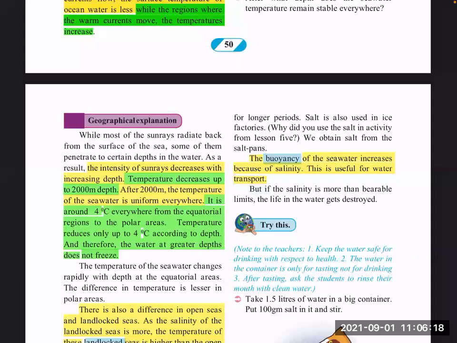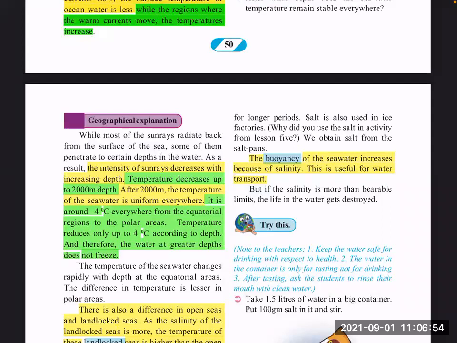So the temperature also remains the same everywhere in the world, even in equatorial regions, temperate regions, and polar regions. Below 2000 meters depth, that means 2 kilometers, everywhere the temperature is the same, 4 degrees Celsius. That's why aquatic animals and plants are able to survive below 2000 meters depth.